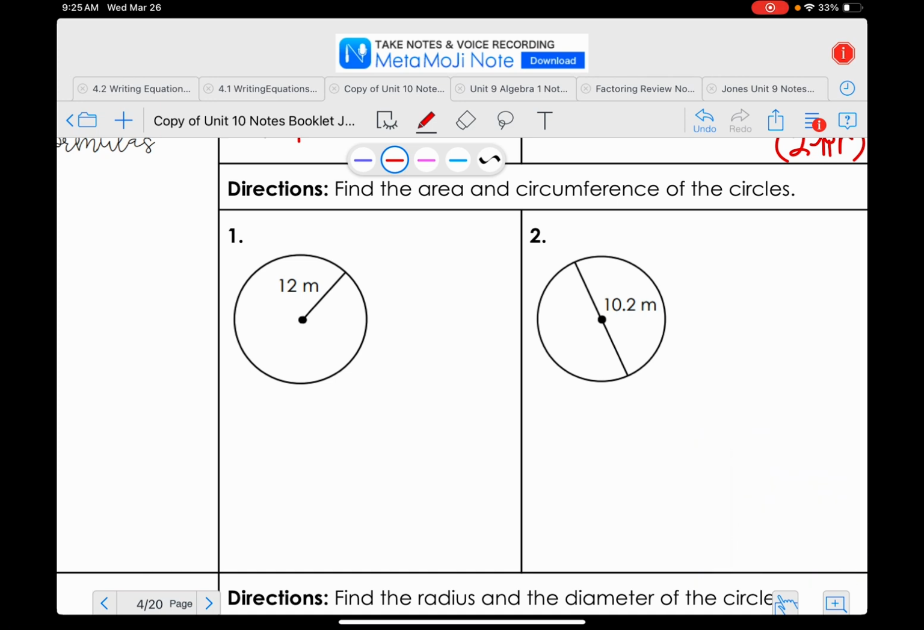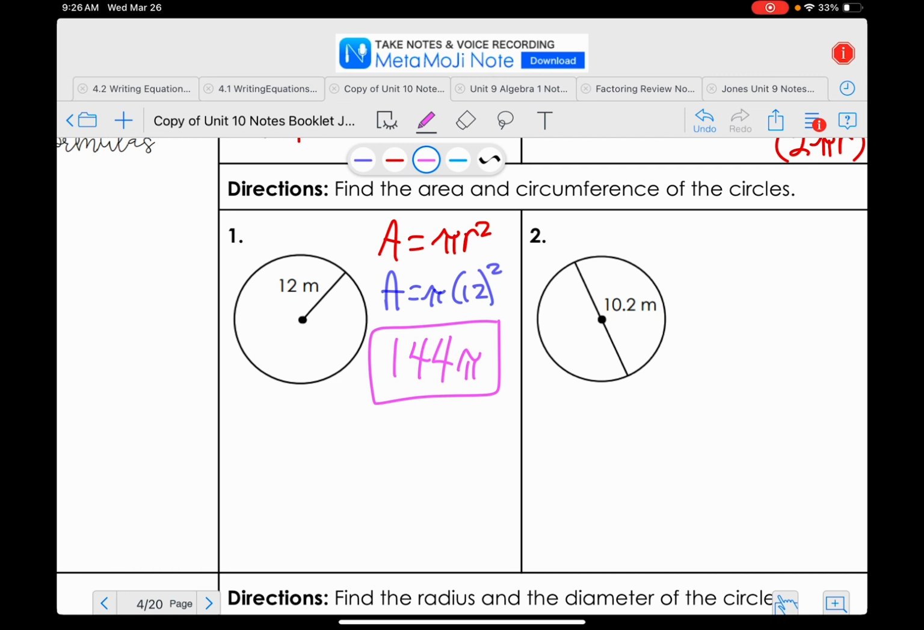So on a circle here, area is pi r squared. Do I know the radius? Yes, I do. It's 12. So I can do one of two things. I can do what we call an exact answer, 144 pi, leave pi in the answer. Of course, this would be square meters. Or I could do a rounded answer.